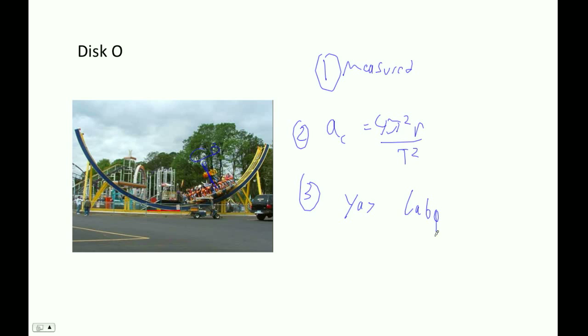LabQuest. And now I'm going to draw a wiener dog.